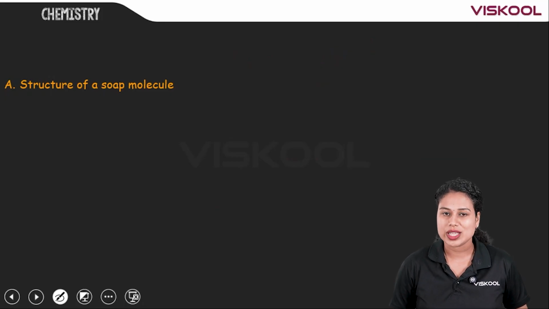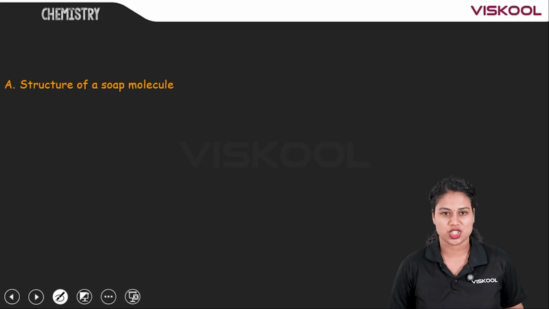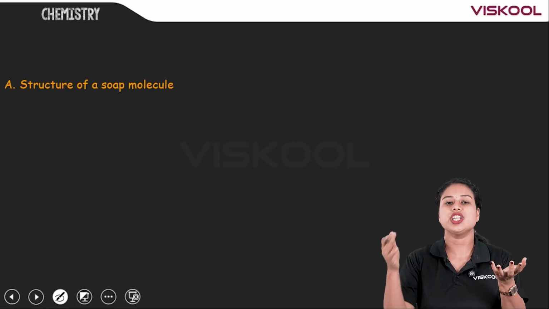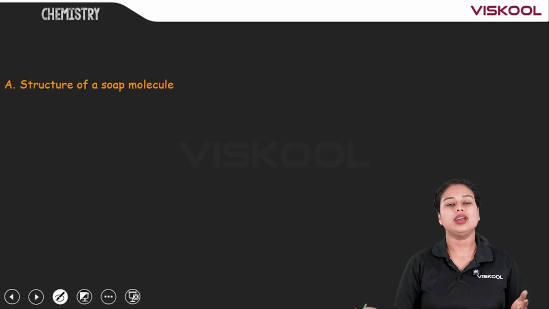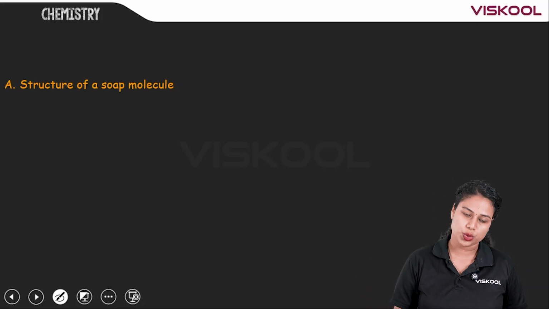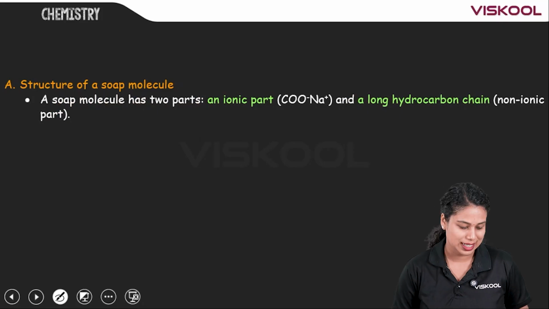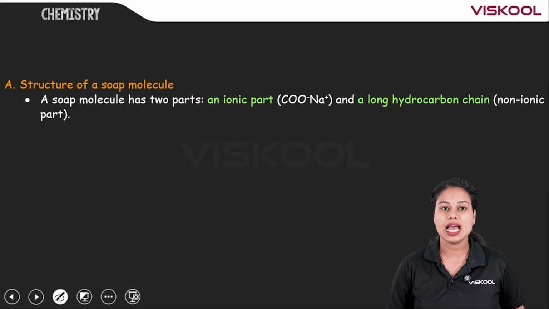Okay, so a soap molecule has a particular structure. It has a head portion and a tail portion. And what are the responsibilities of these two portions? Let me explain it clearly. A soap molecule mainly has how many parts?